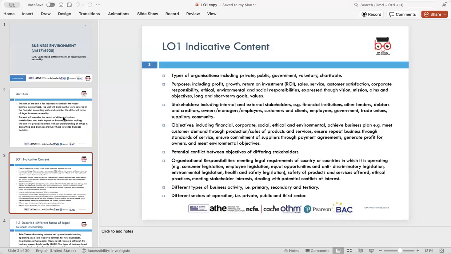Okay, so indicative content. We will discuss types of organizations, including private, public, government, voluntary, and charitable. Also, purpose, including profit, growth, return on investment, sales, sector, then stakeholders. We will also discuss financial, corporate, social, ethical, and environmental objectives. Also, we will talk about potential conflicts between objectives of different stakeholders, organizational responsibilities, types of business activities: primary raw material extraction, secondary manufacturing, and tertiary services, sectors of operations: private, public, and third sector, voluntary or non-profit.